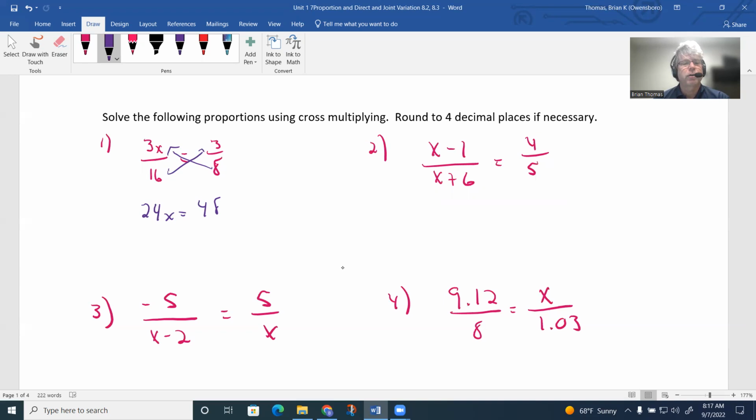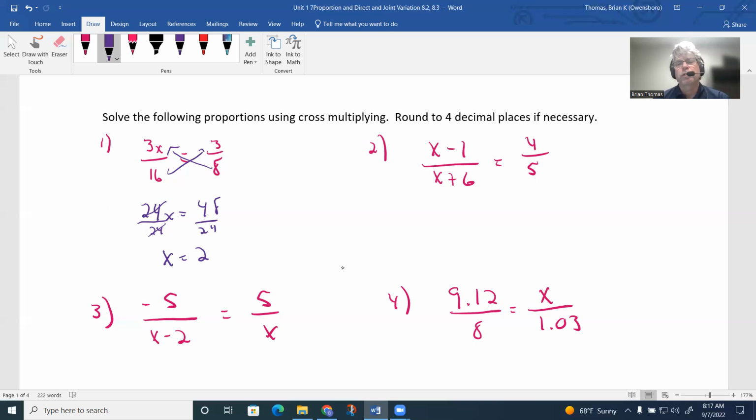If we're unsure there, we can divide each side by 24. And then that will allow us to get the coefficient of x to be a 1. So we just drop it. And notice that 24 does go into 48 twice, so x would equal 2. So no need to round that one.